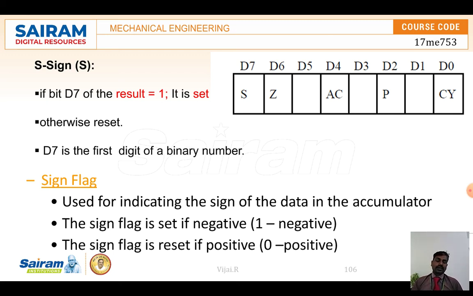So when we are adding some values, 1 plus 2 is 3, which is positive. But 2 minus 3 is minus 1, so that is negative. When a negative value comes, the sign flag will act accordingly, and when a positive comes, it acts accordingly. The D7 column is the sign flag, which is set to 1 if the result is negative, and reset if it is positive.